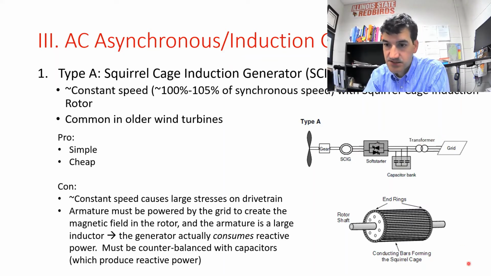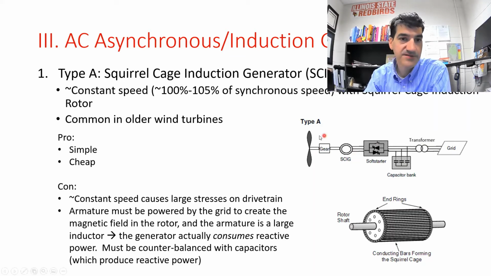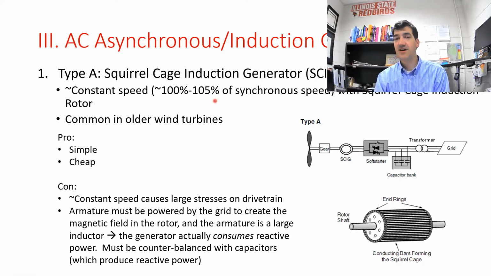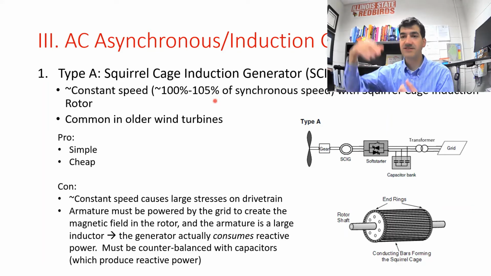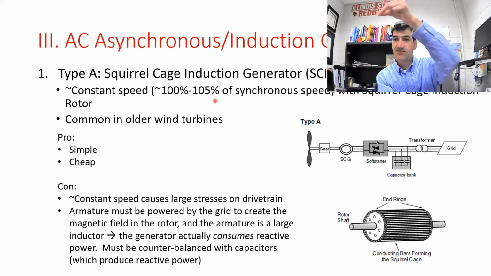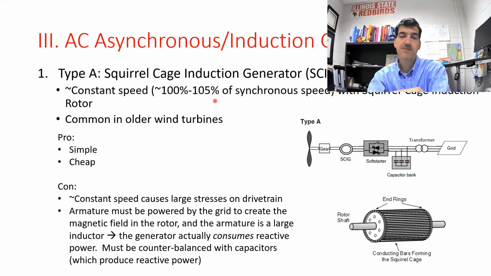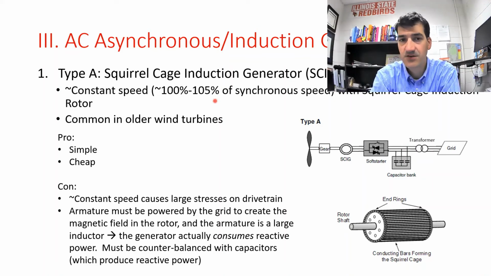All right, so what else can we say about this? It allows a slightly variable speed, about 100 to 105% of synchronous speed, which again is the rotation speed of the magnetic field going around the stator. But if you get more than that, then you're going to apply too much torque to the machine and you're going to damage the machine. So it's only a slight variability.